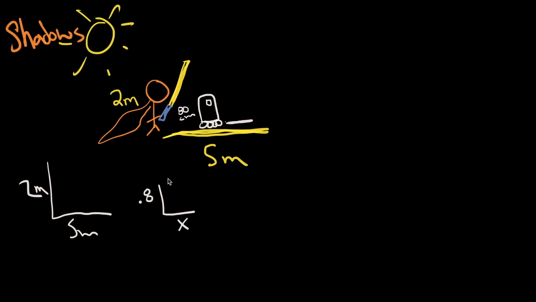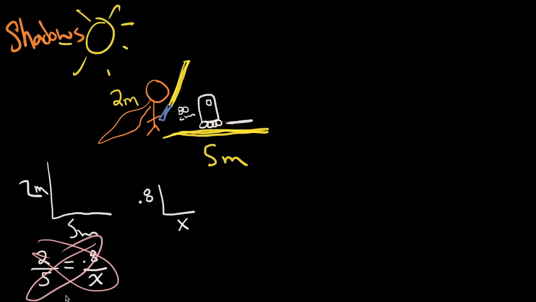So I just wanted to show how shadow stuff works, because oftentimes you're creating this proportion. So you have 2 to 5 is the same as 0.8 to x. Then you just cross multiply and solve. So you can go and figure that out. So that's your shadow questions.